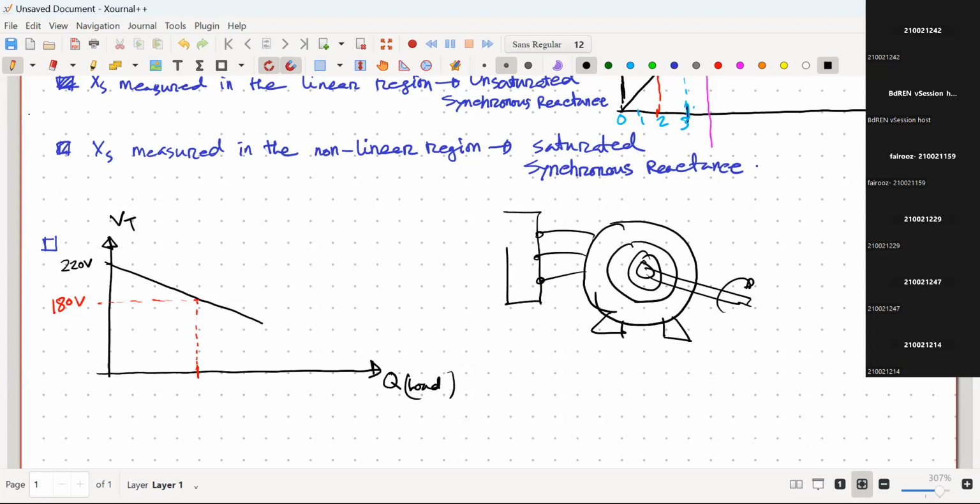But whenever I connect a load, this amount of Q load, the terminal voltage goes to 180 volts, but I need to maintain 220 volts all the time. What to do? Any idea? I already discussed in the class. What to do?